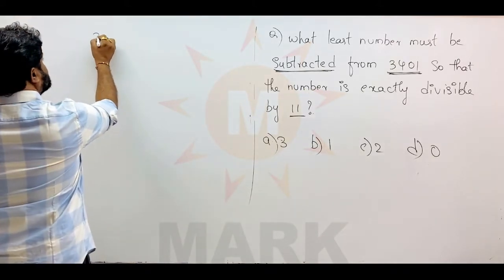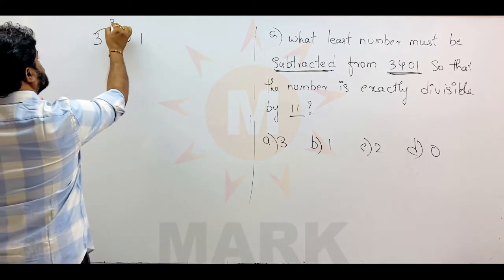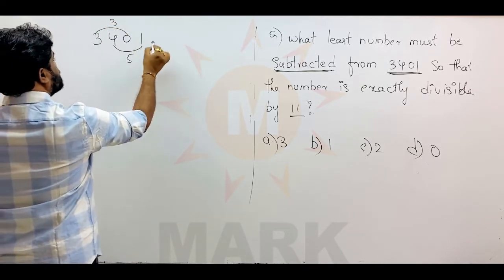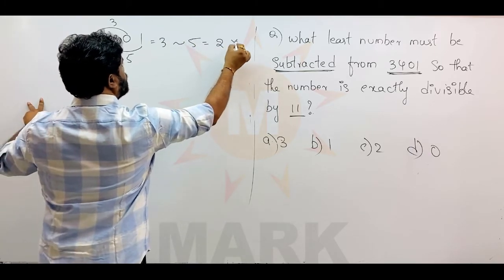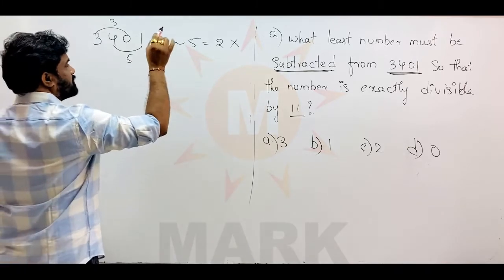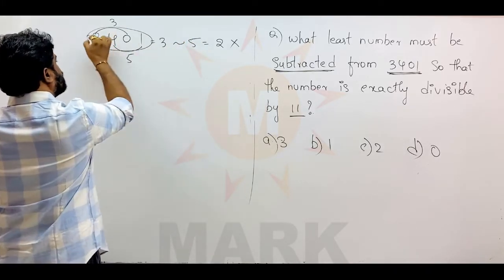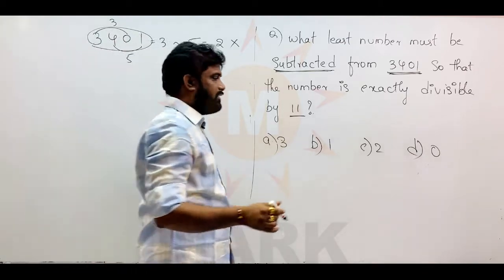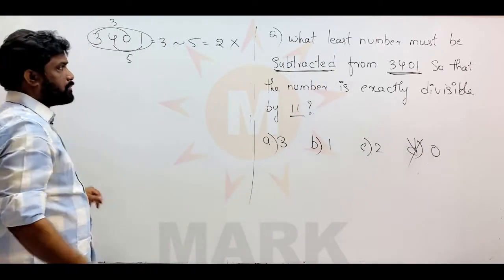Clearly, I am writing 3401. So 3 plus 0 is 3, 4 plus 1 is 5. What is the difference between 3 and 5? It is 2. 2 is not equal to 0 or 11 or multiples of 11. So 3401 is not divisible by 11 originally. So 0 is the wrong option. One option is gone.